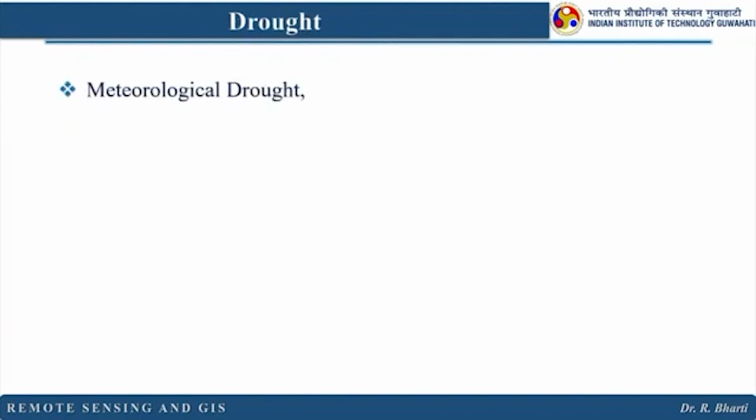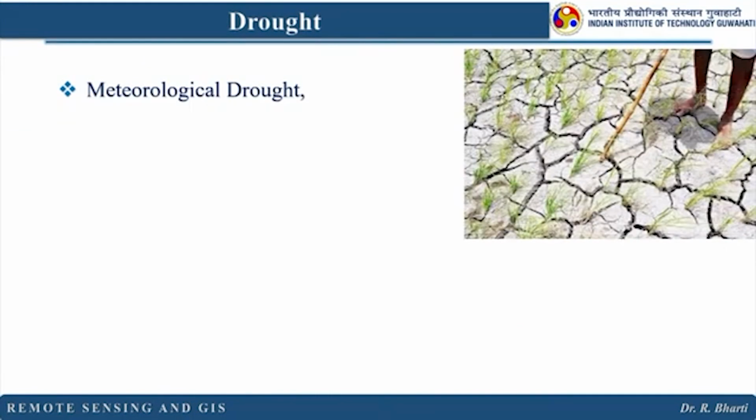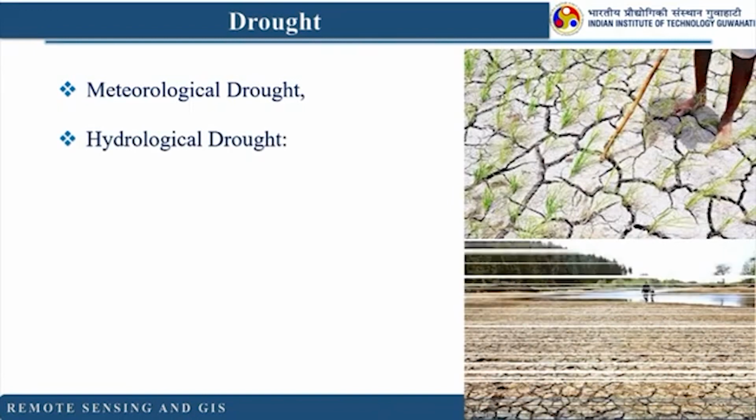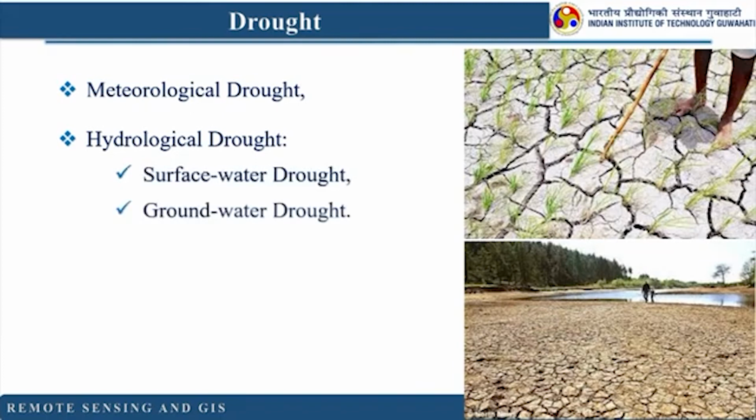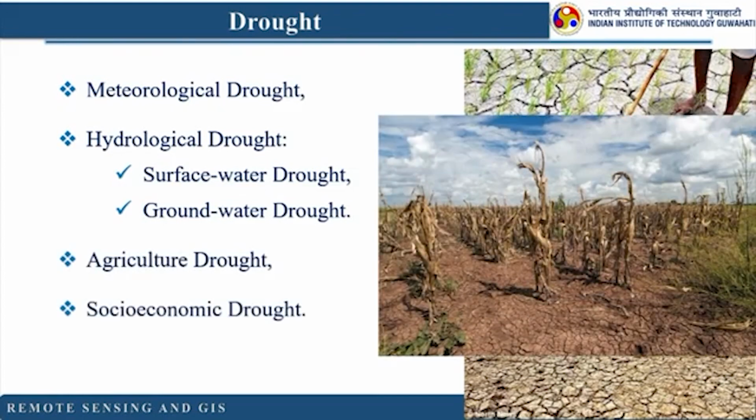There are different types of drought which occur, like meteorological drought, hydrological drought. Hydrological drought is classified into two further categories. First is surface water drought, second is groundwater drought, then agriculture drought, then socio-economic drought. So these are different types of drought.